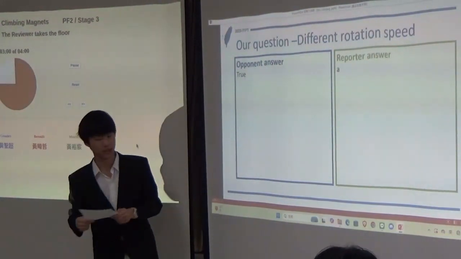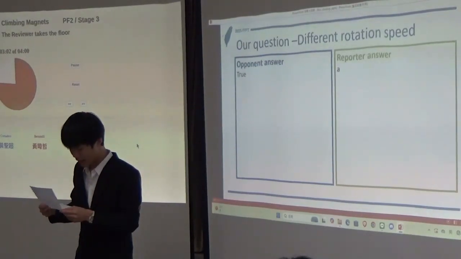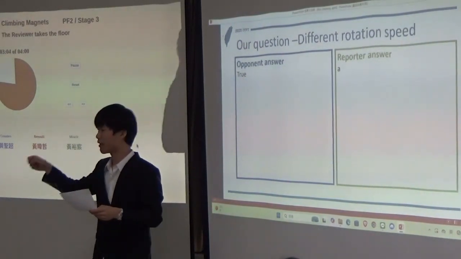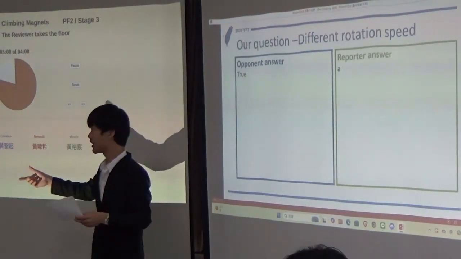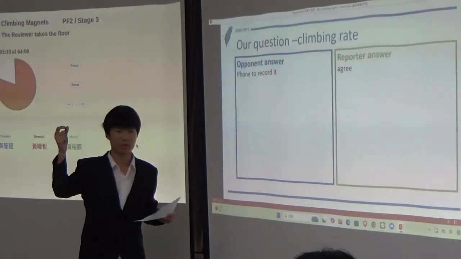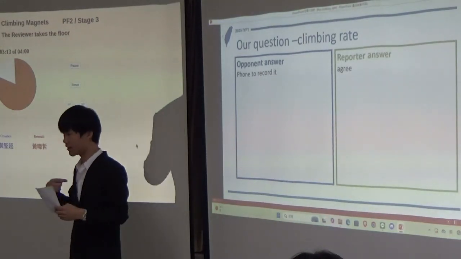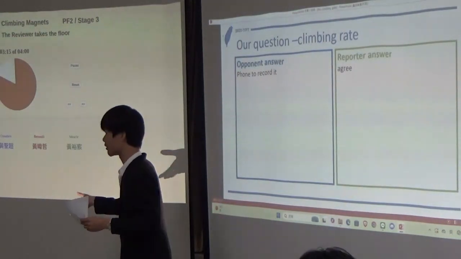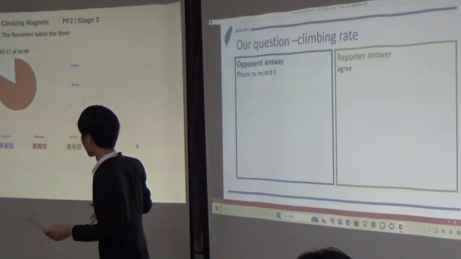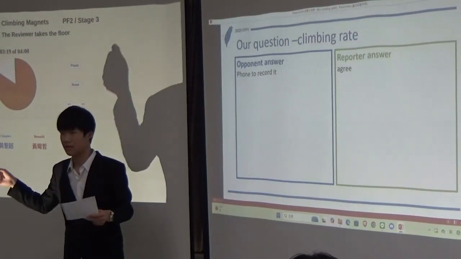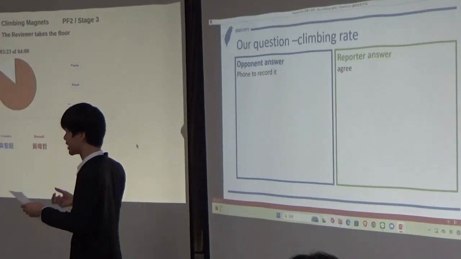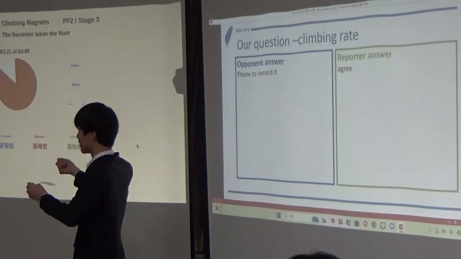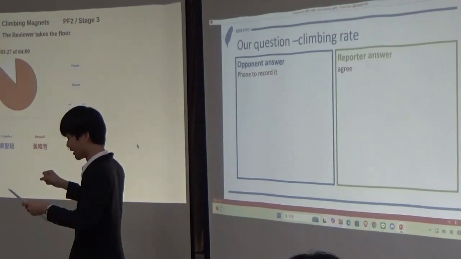And then is our question. First, we asked how to define the climbing rate, and the reporter said that they use a phone to calculate, and the opponent agreed with it. But we think that because the climbing rate isn't the same during the climbing, they have to define a small interval where it remains the same, and that can be the climbing rate.